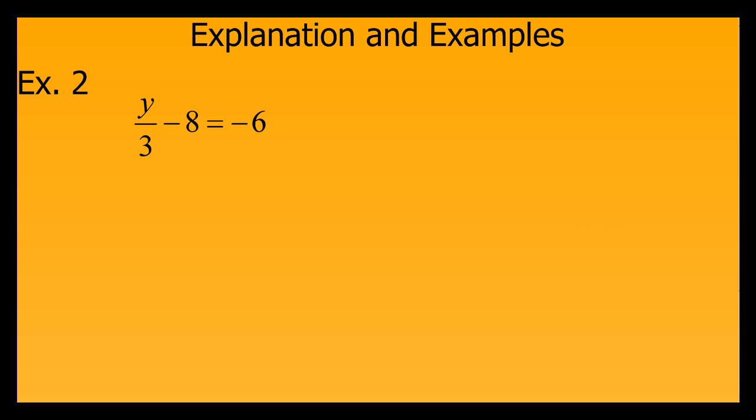Let's try another example. Again, our goal is to isolate the variable y in this case. We notice that y has been divided by 3, and then 8 is subtracted from it. We're solving this by doing the inverse operation in the reverse order of operations. So we're going to do the inverse of subtracting 8 first. So our first step is to do the opposite of subtracting 8, so we add 8 to both sides. Now we want to do the opposite of dividing by 3, so we're going to multiply by 3. Again, notice we multiply both sides by 3. This gives us our solution, y equals 6.